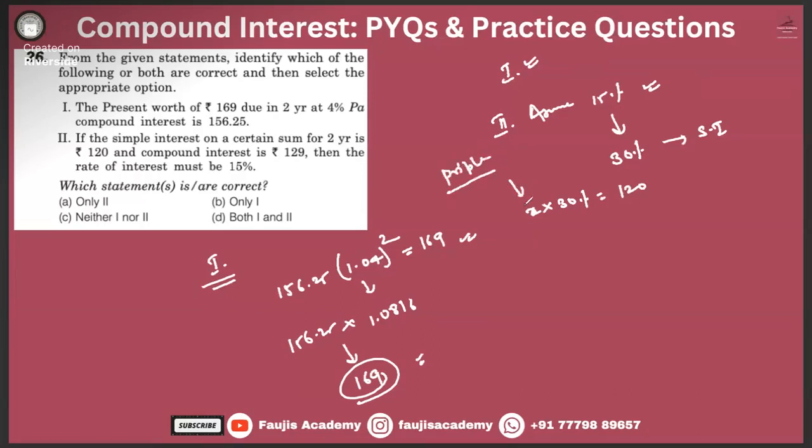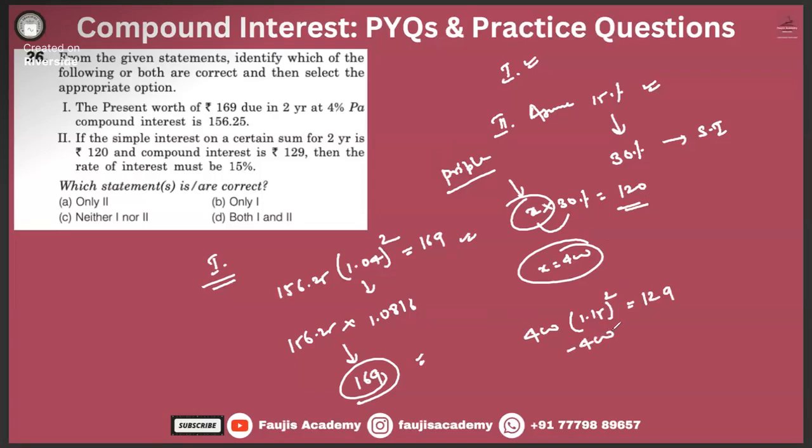Let the principal be x. So 30% of the principal would have been 120, right? So what is the value of x? 400, isn't it? Yes, sir. So now 400 into 1.15 squared, is it 529? Obviously, or you can write the compound interest as 129. Either way, both ways it's correct. Let's just take 529 itself. 1.15 squared is equal to 529.